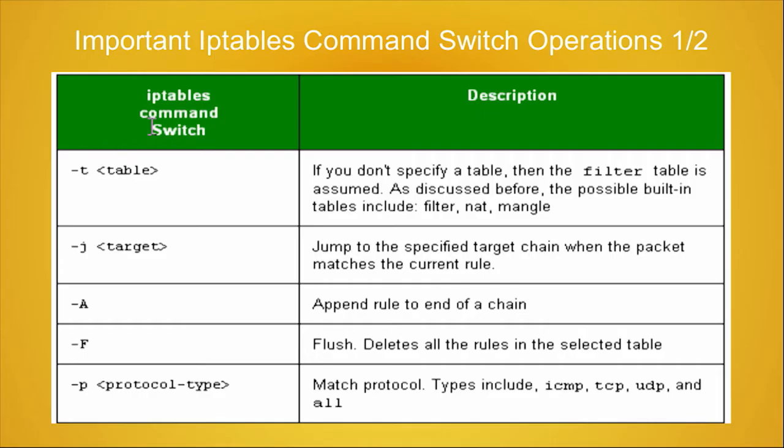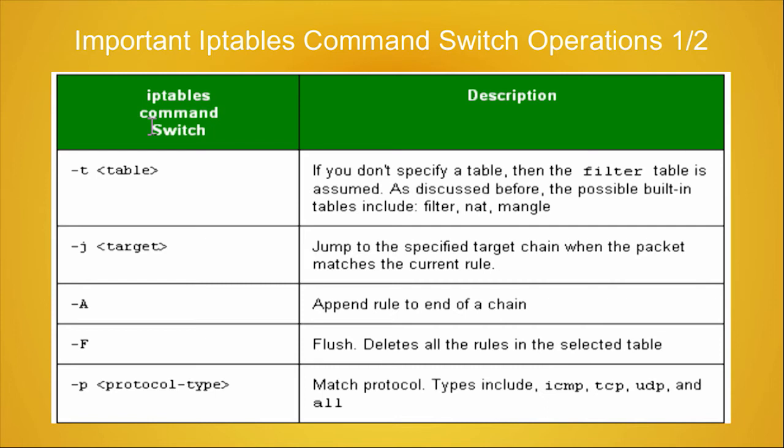You can also have the NAT table, or the mangle table, etc. And -j tells you to which chain I have to jump after doing the current processing. So, this will usually be the last line of the rule. And -a tells you that you have to append this rule to the end of the chain, okay, and -f is used to flush all the rules. We will see how -f operates, -a operates, etc.